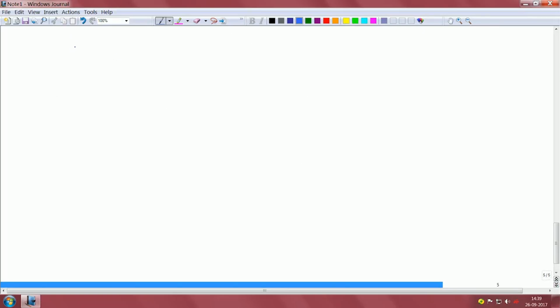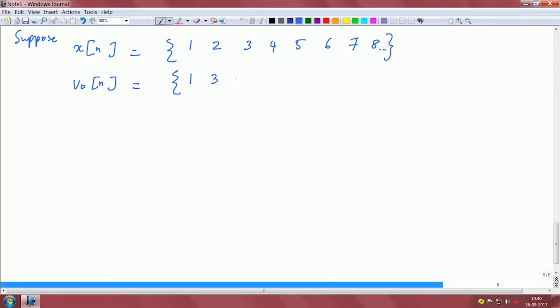So, let us take for granted that x of n is, suppose x of n is a ramp. Maybe I just take about 8 values, 1 2 3 4 5 6 7 8 dot dot dot. Okay. Now V naught of n is the downsampled signal, right. So basically we have only the odd components 1 3 5 7 and so on, because we are considering only the alternate samples here.